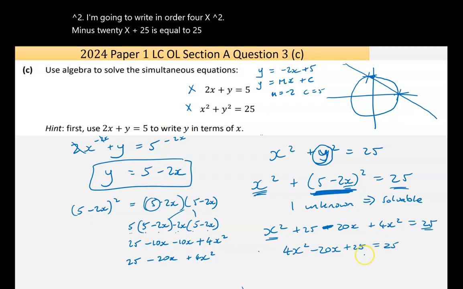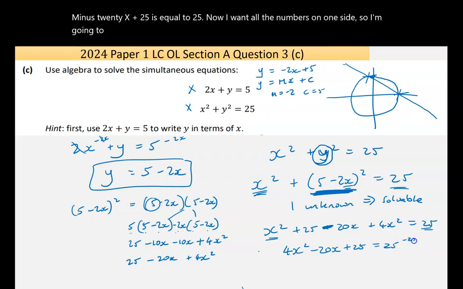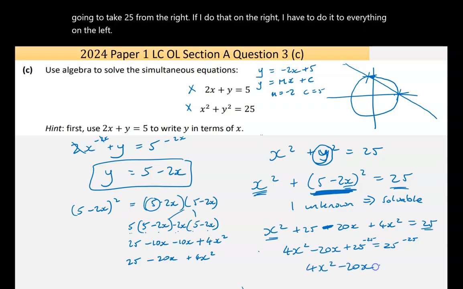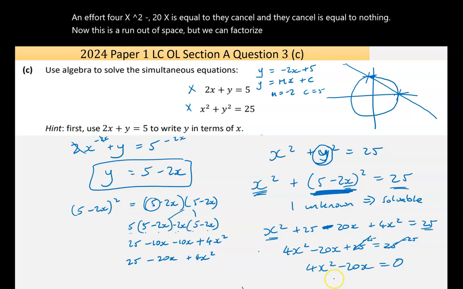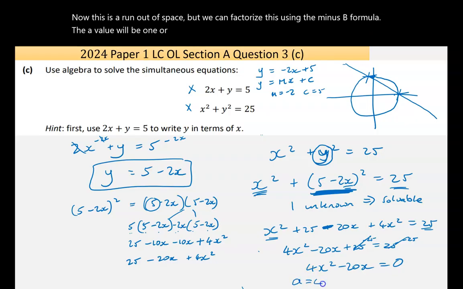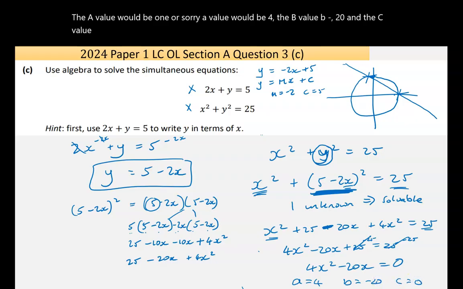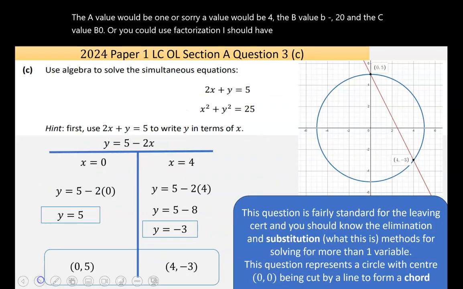Now, I want all the numbers on one side, so I'm going to take 25 from the right. If I do that on the right, I have to do it to everything on the left. And I'm left with 4x squared minus 20x is equal to, they cancel and they cancel, is equal to nothing. Now, at this stage, I've run out of space. But we can factorize this using the minus b formula. The a value would be 4, the b value would be minus 20, and the c value would be 0. Or you could use factorization. Now I should have that on further in the notes.